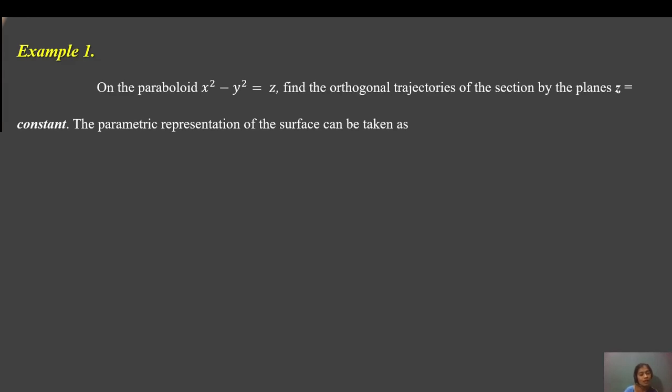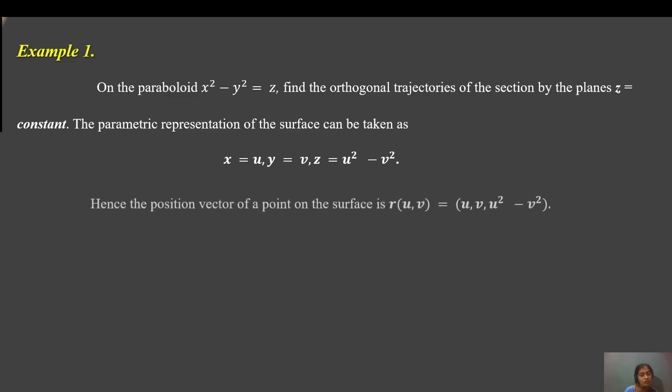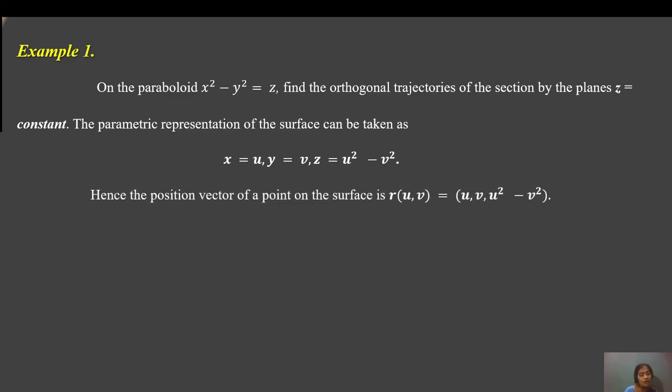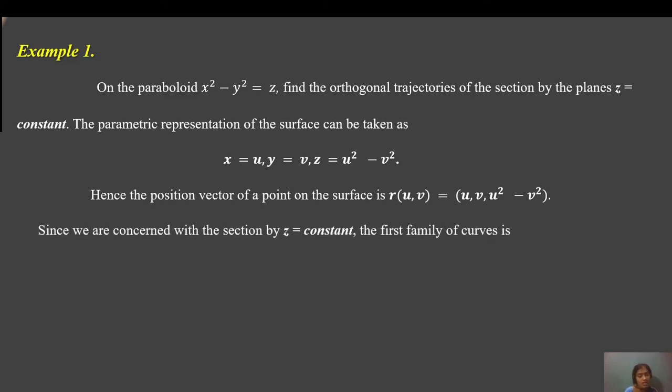Example: paraboloid x square minus y square equals z. Find the orthogonal trajectories of the sections by the plane z equals a constant. The parametric representation of the surface can be taken as x equals u, y equals v and z equals u square minus v square. Hence the position vector of a given point on the surface is r equals (u, v, u square minus v square). Since we are concerned with the sections by z equals constant, the first family of curves is given by phi equals u square minus v square equals constant.